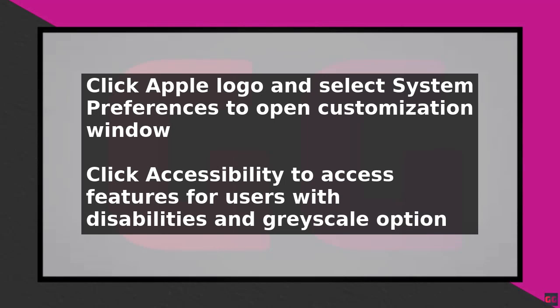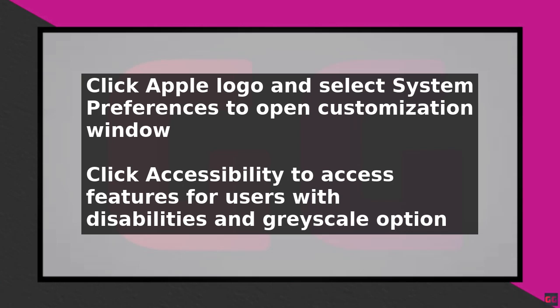To enable grayscale on a Mac, start by clicking the Apple logo in the top left corner of the screen and select System Preferences. This will open a new window with various options to customize your Mac. In the System Preferences window, click on Accessibility.